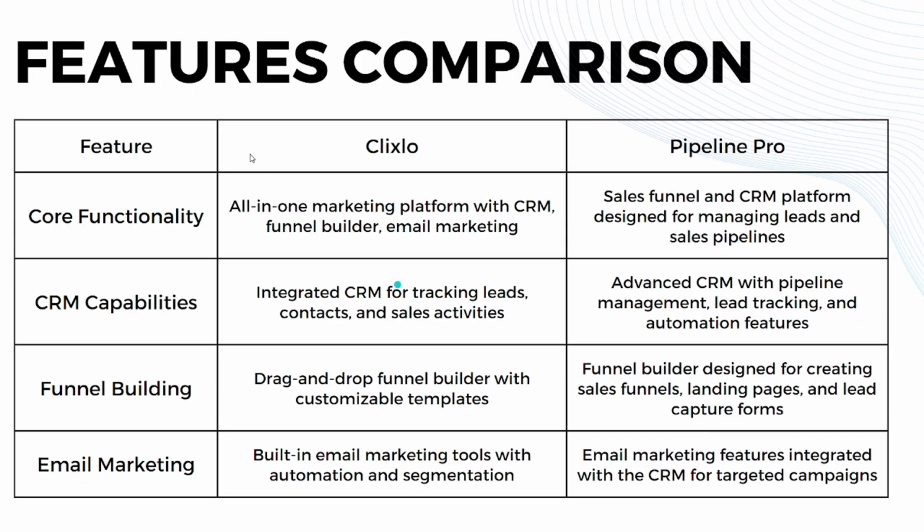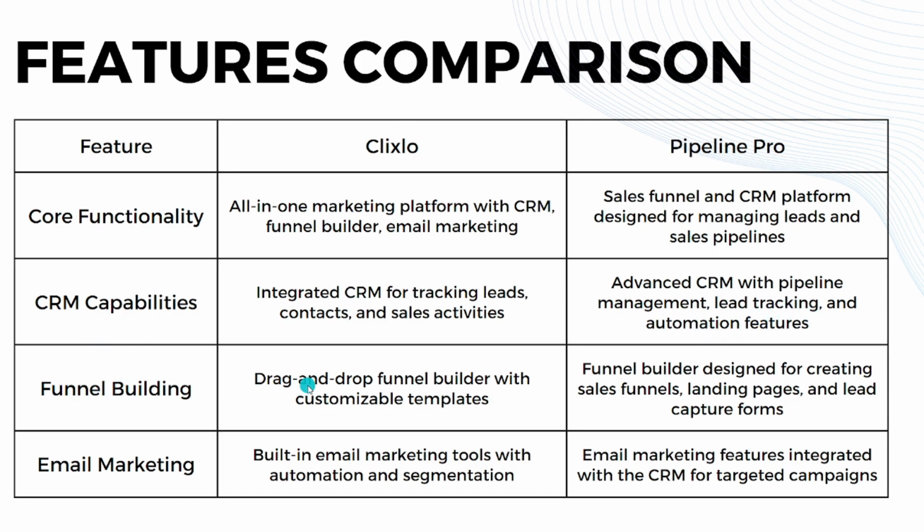So now let's talk about the features comparison. When we talk about the core functionality, Clixlo is an all-in-one marketing platform with CRM, funnel builder, and email marketing, while Pipeline Pro is a sales funnel with CRM platform designed for managing leads and sales pipelines. When we talk about CRM capabilities, Clixlo has an integrated CRM for tracking leads, contacts, and sales activities, while Pipeline Pro has an advanced CRM with pipeline management, lead tracking, and automation features.